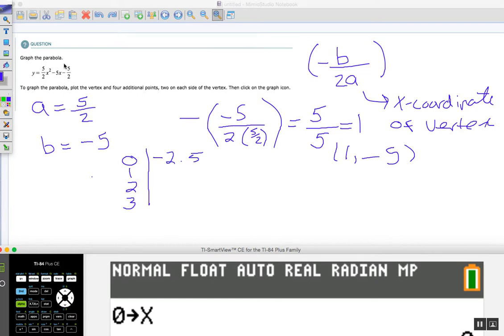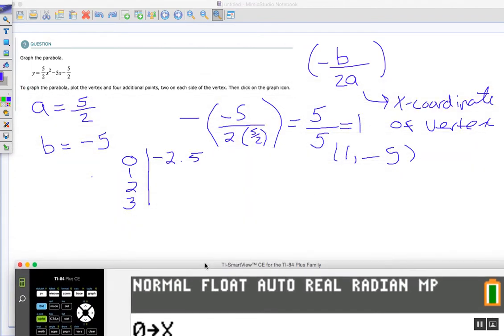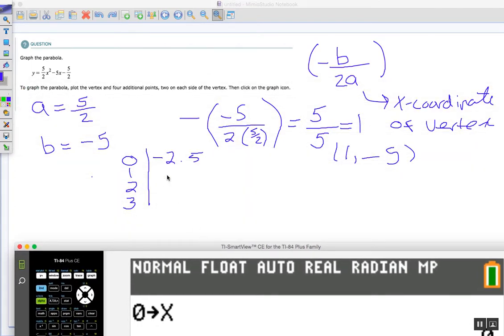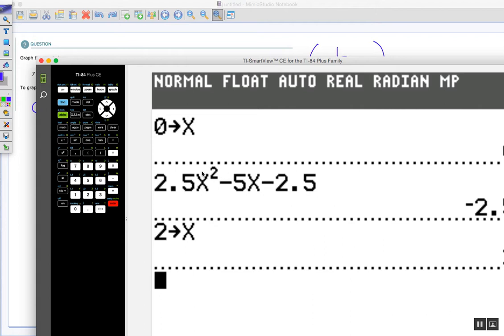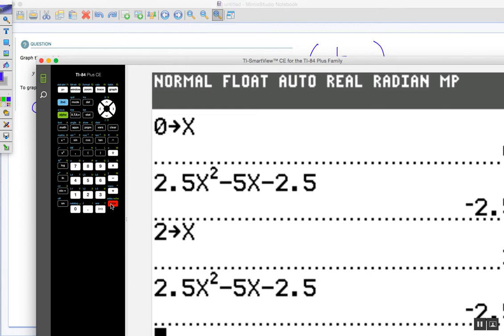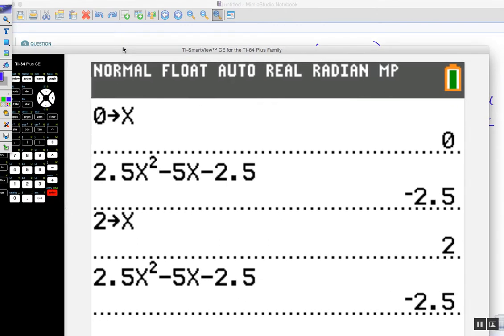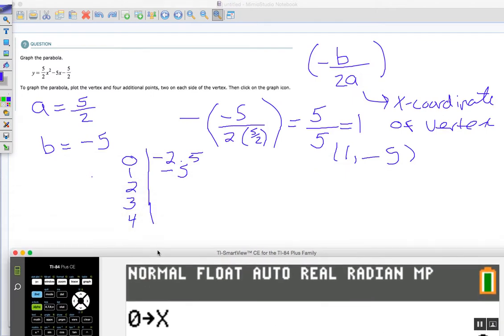We could have just looked. We know that that's our y-intercept. Now I'm going to do 1. We already know that was our vertex. So we better do one more point. So now I'm going to plug in 2. So 2 store for x, enter. And I'm going to pull this equation back up. Second enter, second enter. And that gives me when x is 2, y is negative 2.5.